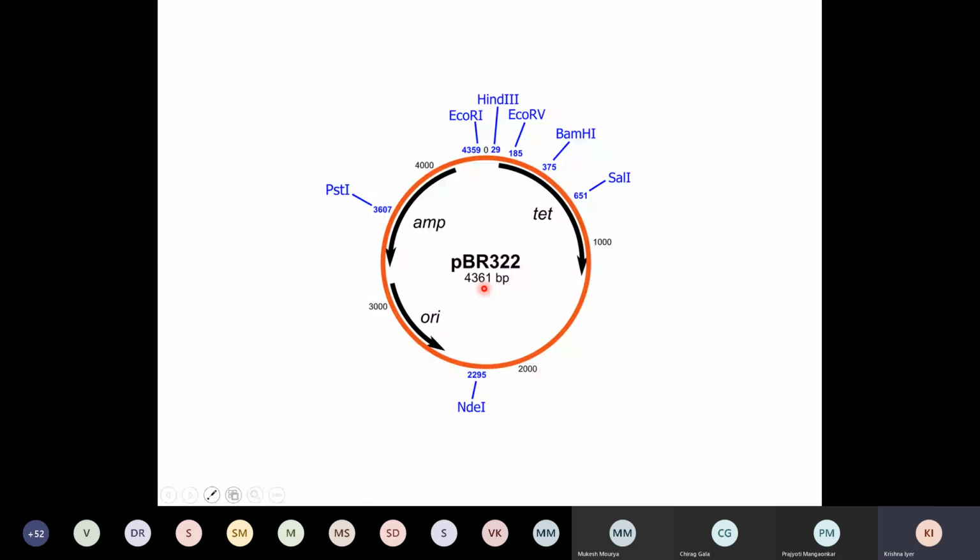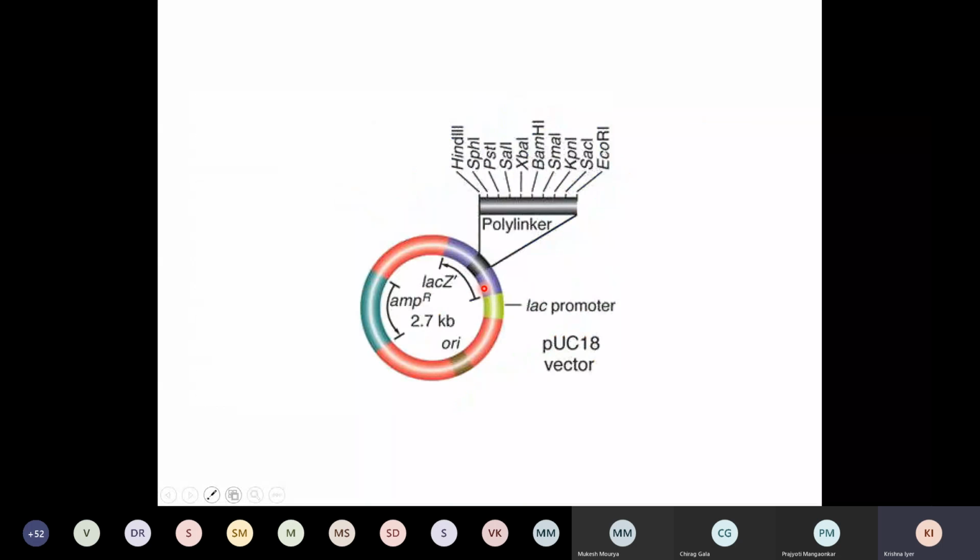But it has got some properties which are very similar. It has got an origin of replication. It also has got a gene or a sequence which allows it to be resistant to ampicillin. But then it has another gene which is responsible for producing an enzyme called galactosidase. This word LacZ stands for the name of the gene which produces an enzyme called galactosidase.